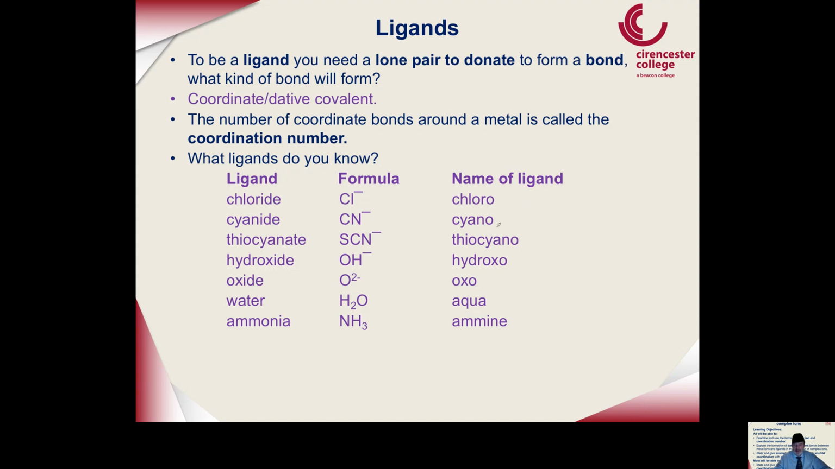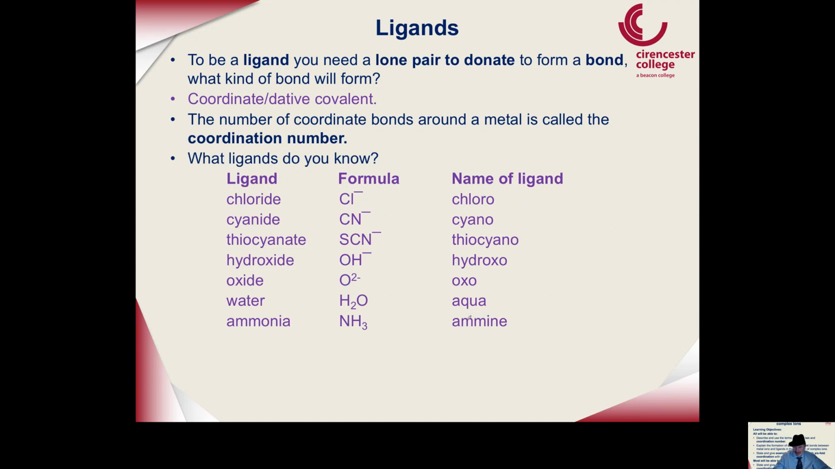Now, cyanide, we call cyano. Thiocyanate is thiocyano. Okay, if we've got water, hydroxide, that's hydroxo. Oxide is oxo. You also come across that when we've got aldehydes and ketones, but the aldehyde or ketone is not the main functional group. We call it oxo. Water, aqua, obviously that makes sense. And ammonia we call amine.